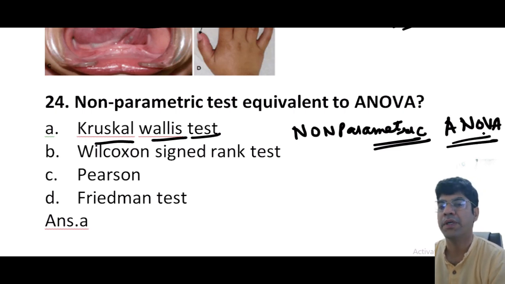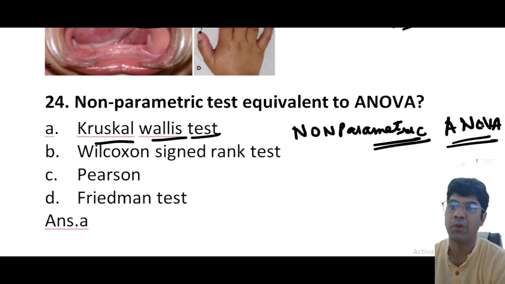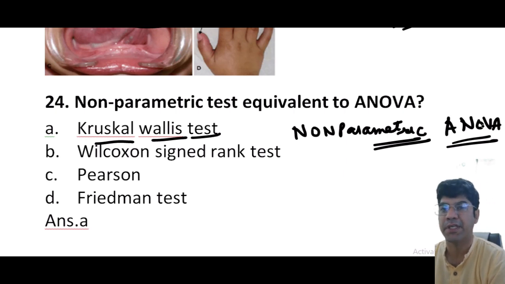ANOVA, we know, is a parametric test that is used to compare means across multiple groups, whereas Kruskal-Wallis is a non-parametric test used for the same purpose. ANOVA is appropriate for interval or ratio data, whereas Kruskal-Wallis is appropriate for ordinal or interval data.